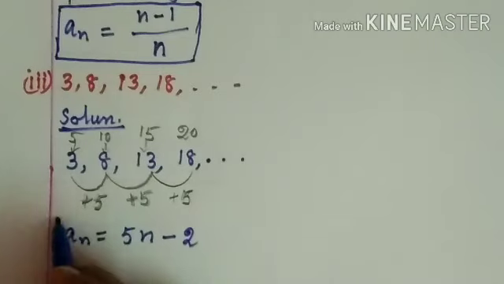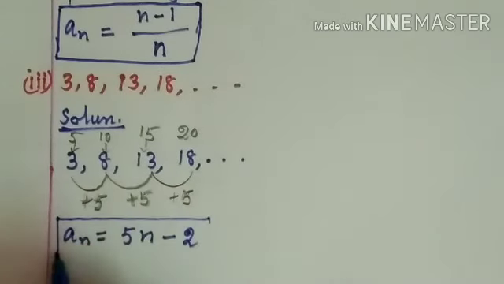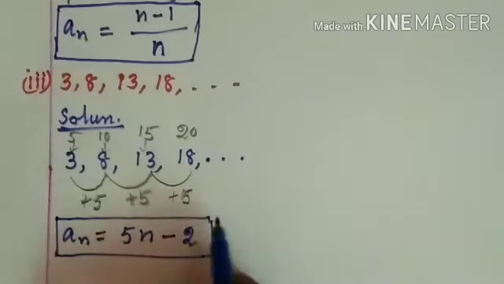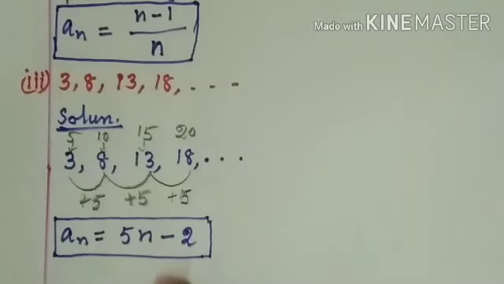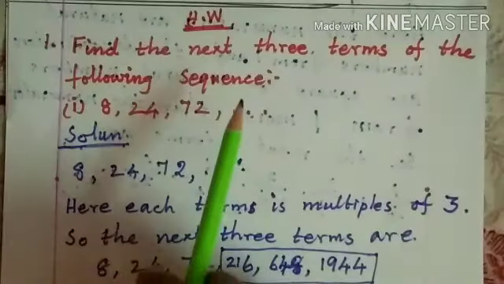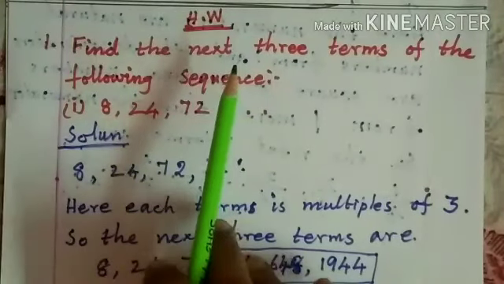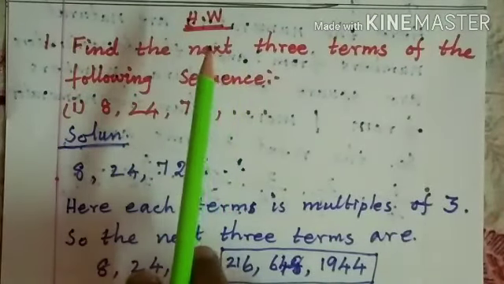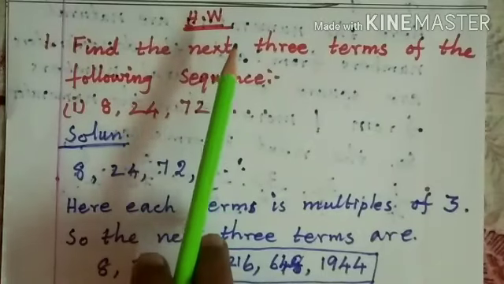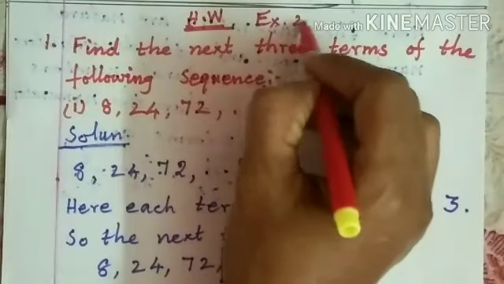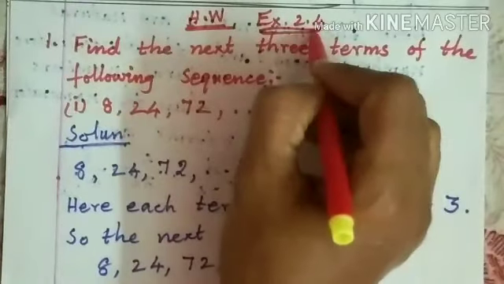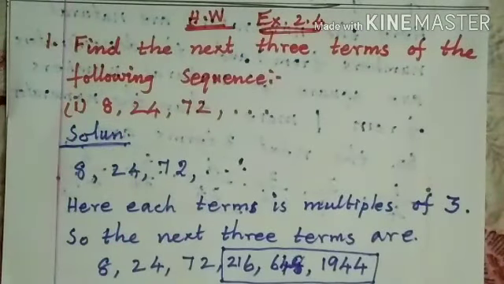This is the nth term of this sequence. This is the answer for this question. Now, let us see the homework sums which were given in the previous classes. Exercise 2.4, first sum.